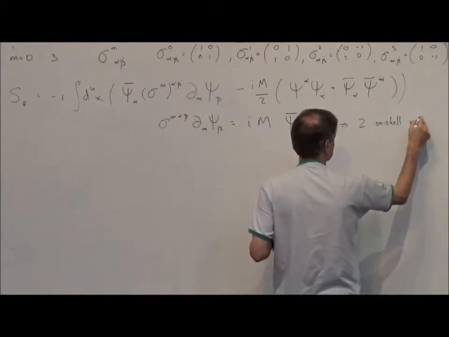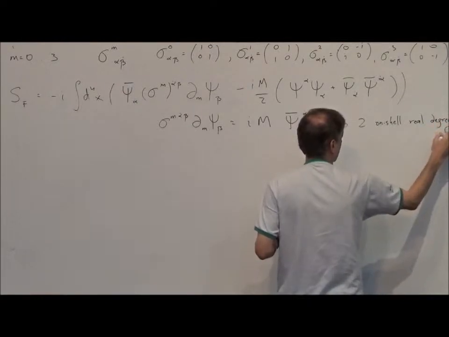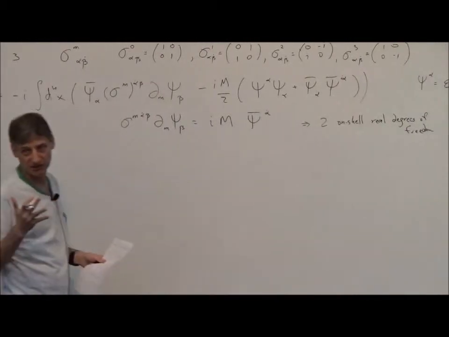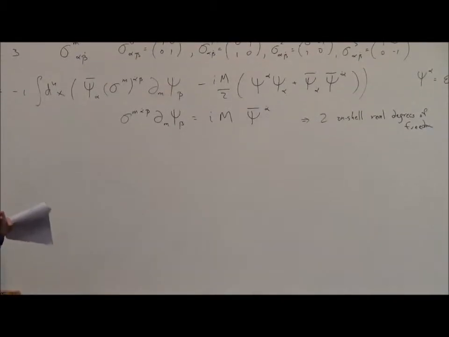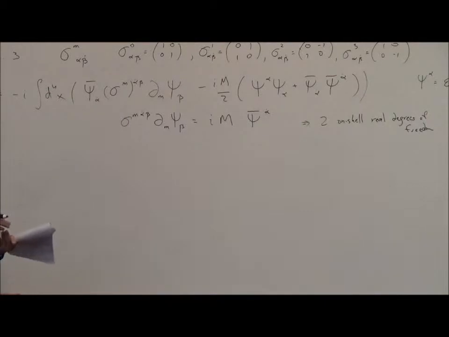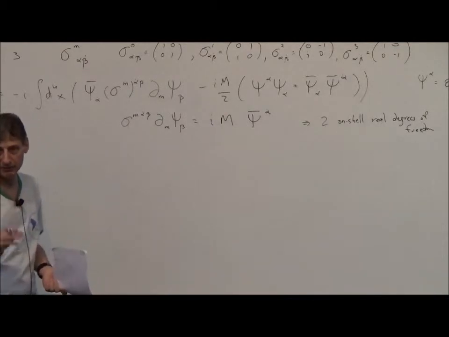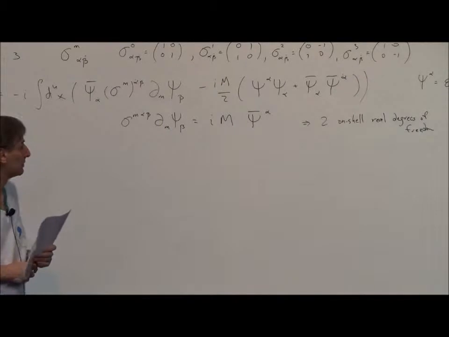Real. Now, of course, the electron has 4 real degrees of freedom because the electron is a Dirac fermion. You have the electron with spin plus a half, the electron with spin minus half, the positron with spin plus a half, and the positron with spin minus half. If it's Majorana, it would turn out that the electron and the positron are the same particle. A Majorana fermion can't carry charge.